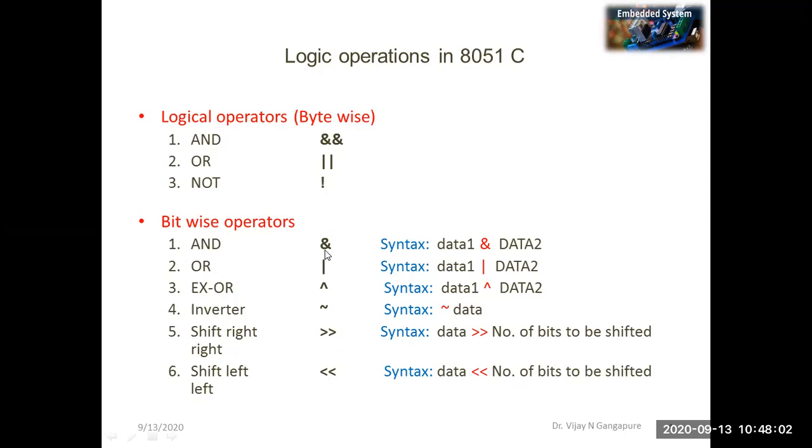So a single ampersand means bitwise AND operator. A single bar means bitwise OR operator. Caret means bitwise XOR operator. Inverter means the tilde operator. Shift right means two greater than signs. Shift left means two less than signs. So we use these operators while programming to do bitwise logical operations.